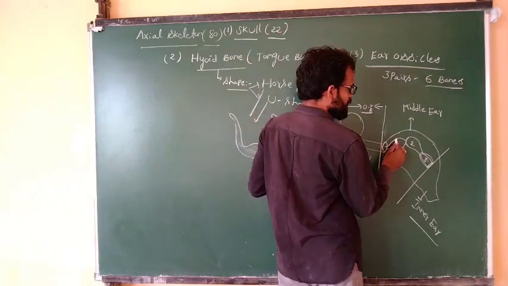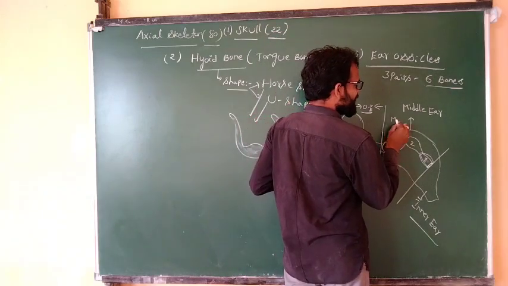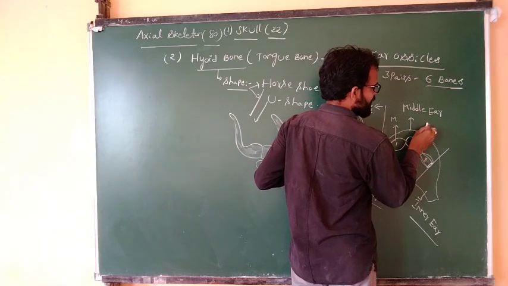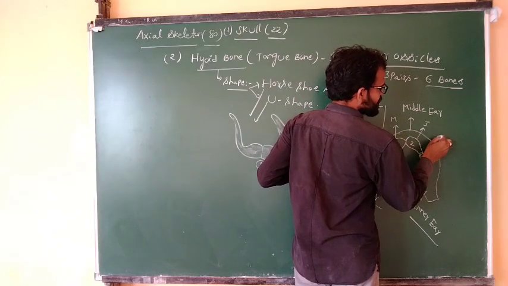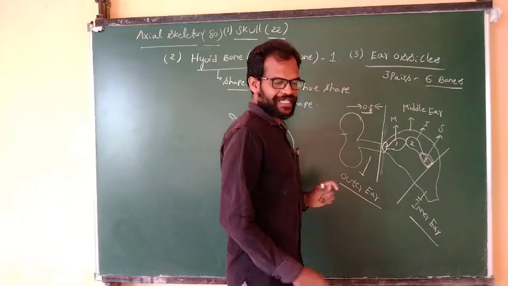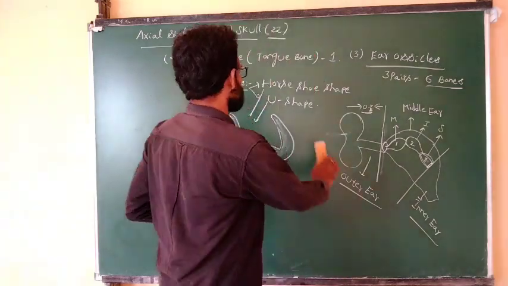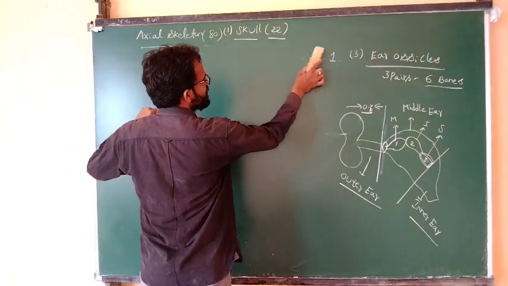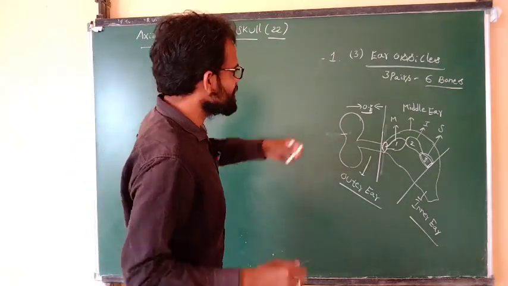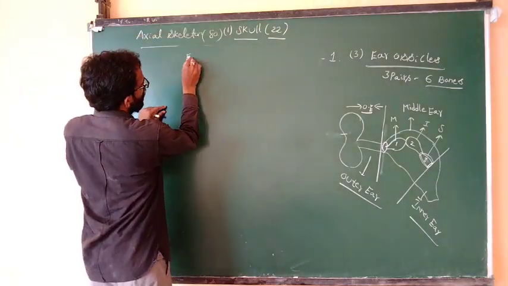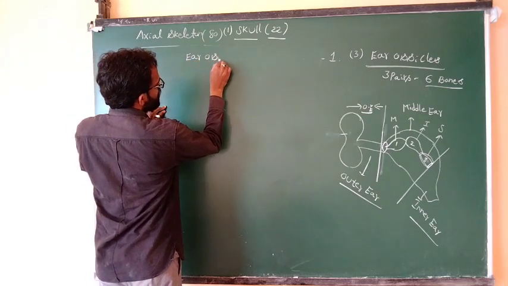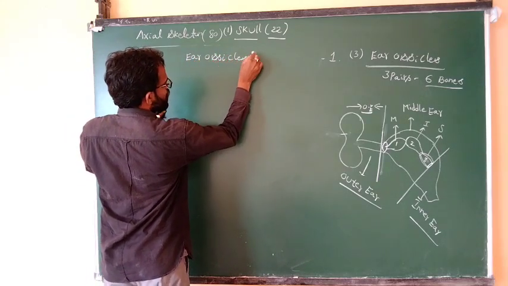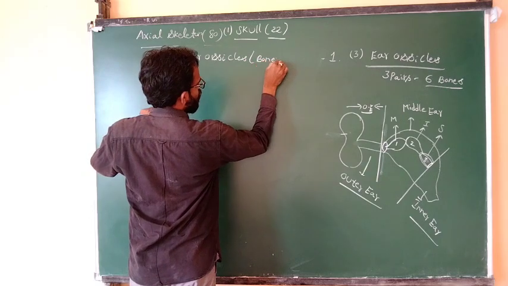What is the first bone? It is the malleus. What is the next? Incus. What is the next? Stapes. If you observe the ear ossicles, ear ossicles means ear bones.